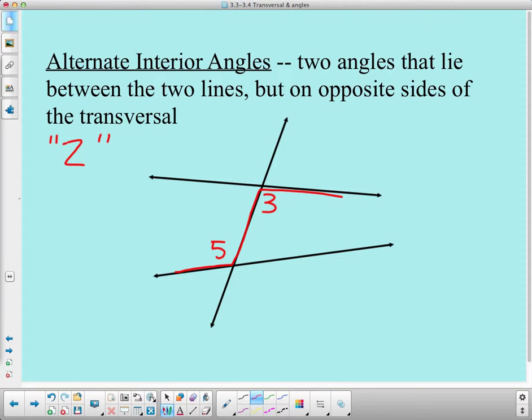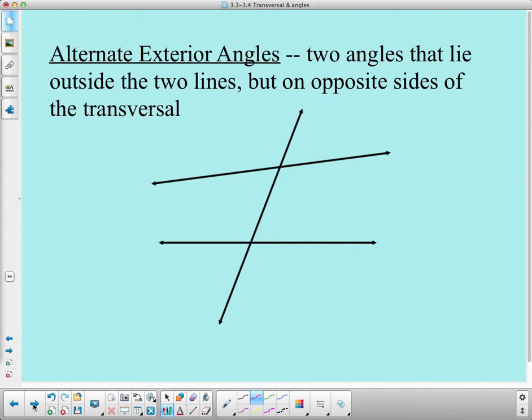Okay, alternate interior angles. And I probably at times will abbreviate alternate interior angles. Just by habit, I do that. Okay, alternate exterior angles. On these, they are 2 angles that lie outside the 2 lines. So they're exterior angles instead of interior angles. But they are also alternate. So they're on opposite sides of the transversal.